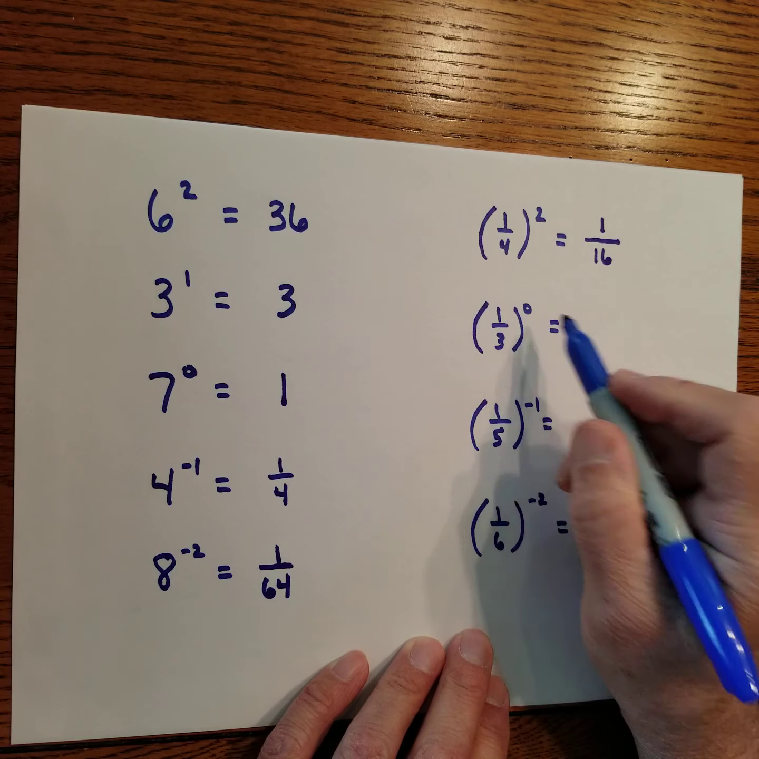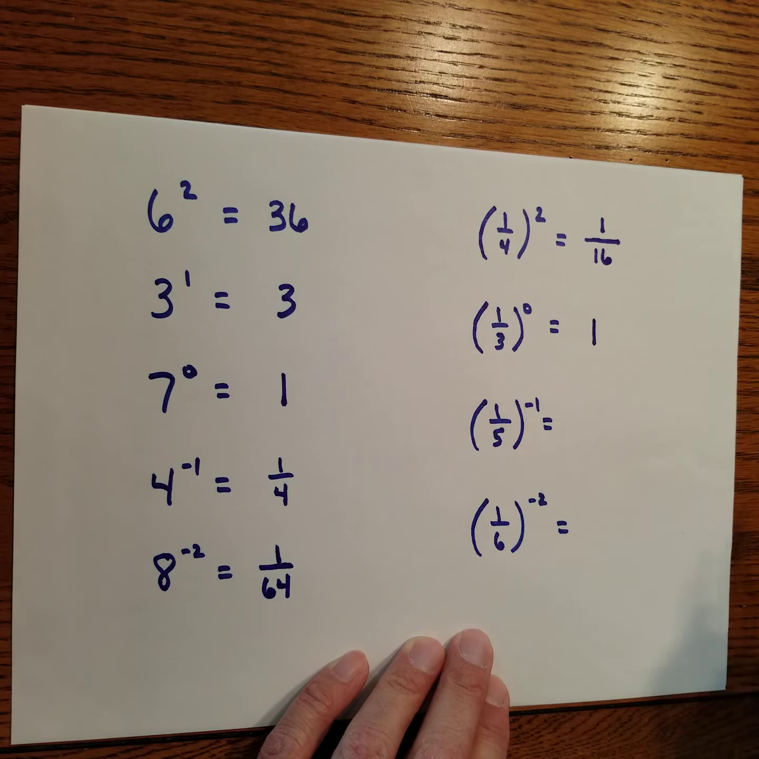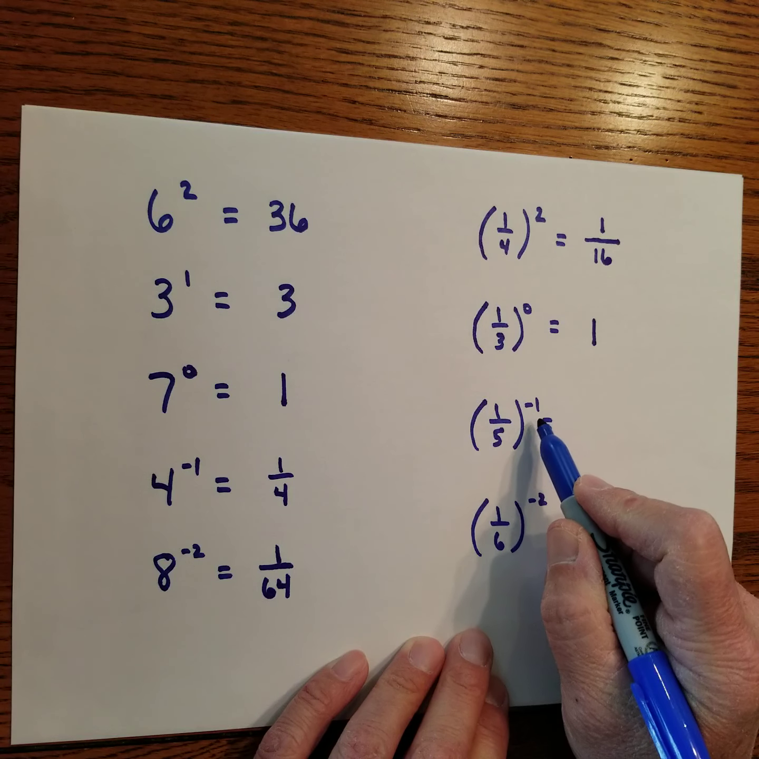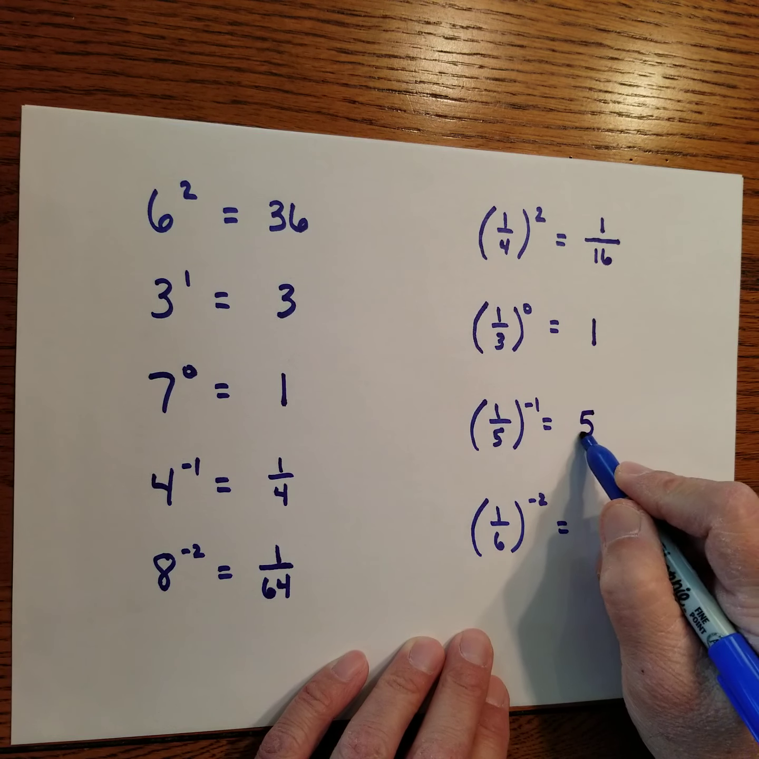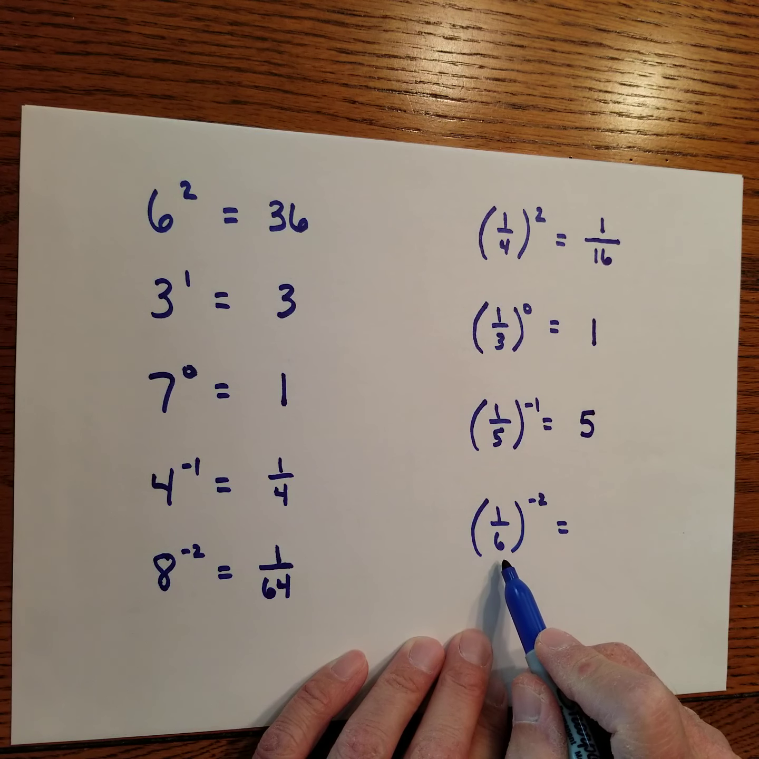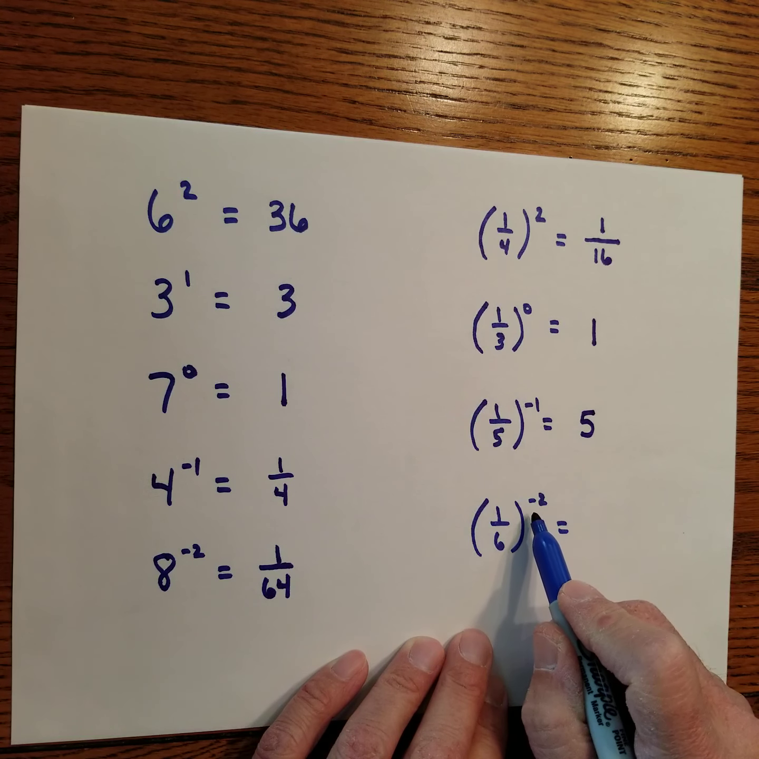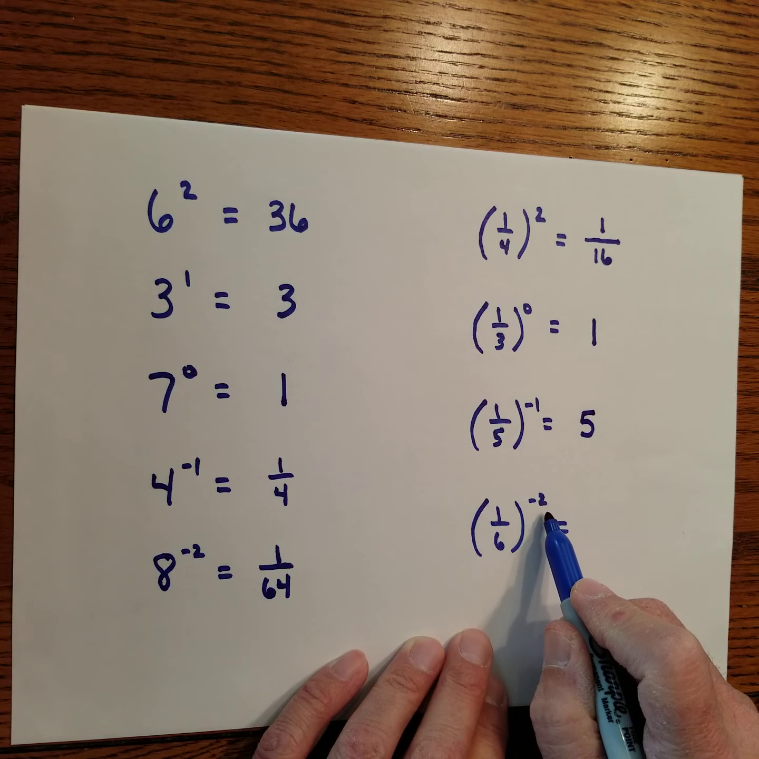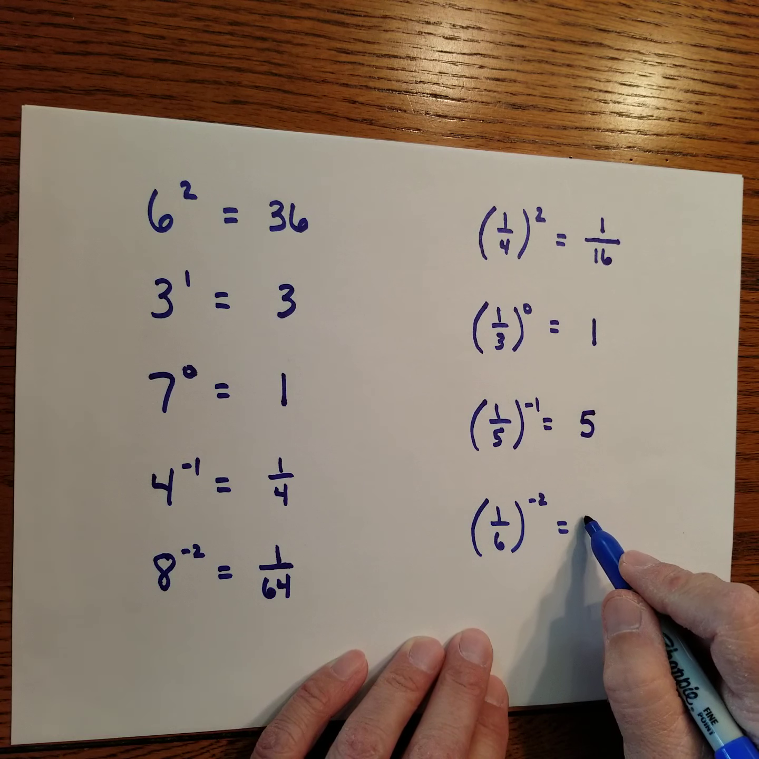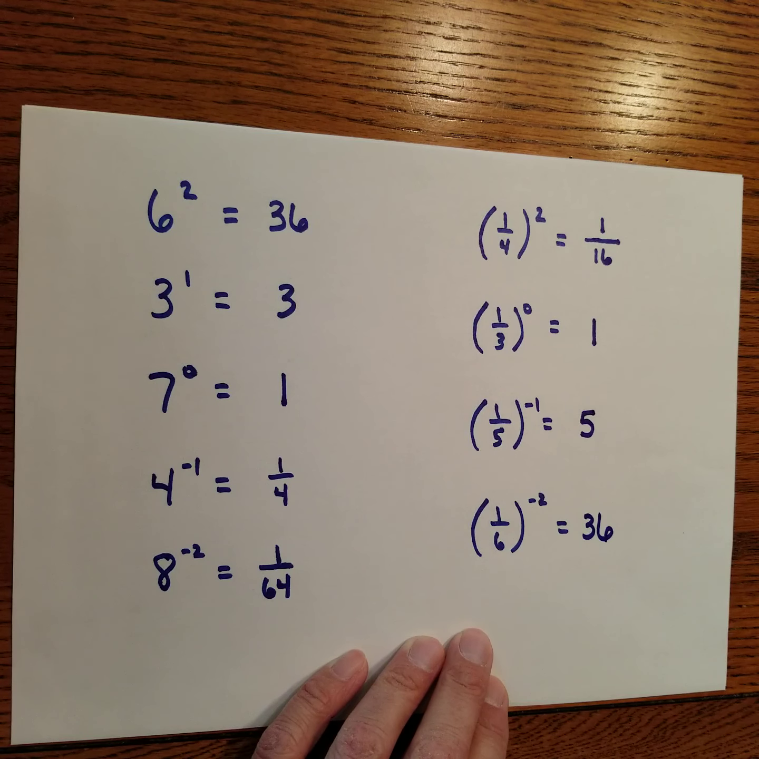Here's something to the 0 power again. Anything to the 0 power is 1. Remember that a negative exponent means reciprocal. The reciprocal of 1/5 is 5/1. And if I take 1/6 to the negative 2 power, it means take the reciprocal and square it. If I take the reciprocal, it's 6. 6 squared, 36.